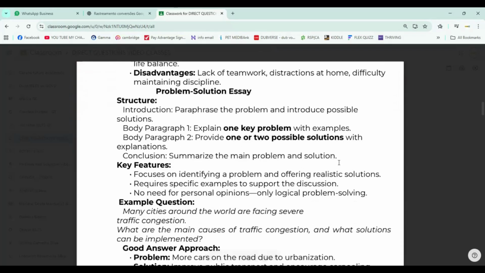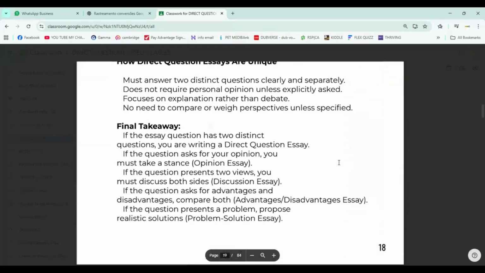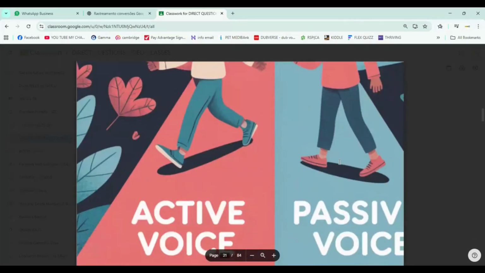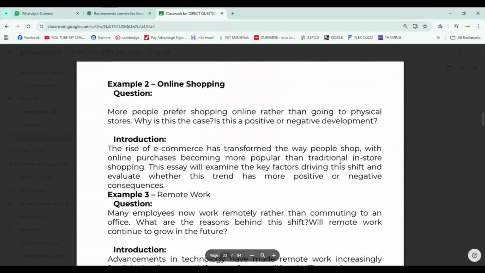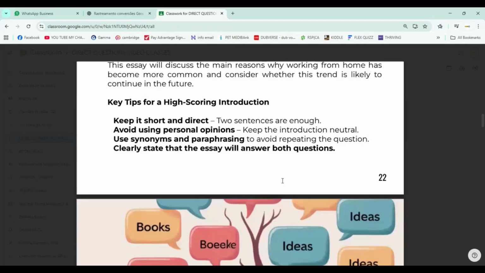And let's go to page 22. On page 22 here the book teaches the introduction formula. The first sentence, paraphrasing, the first sentence saying that both questions will be answered with ready-made examples. Job hopping, online shopping, remote work. I always emphasize a long introduction doesn't earn points. Clarity does. It's very important to know this, okay?